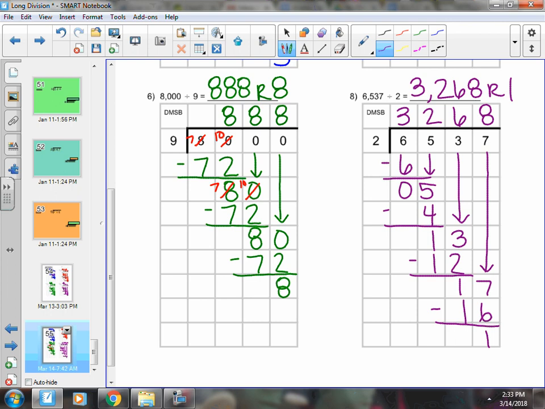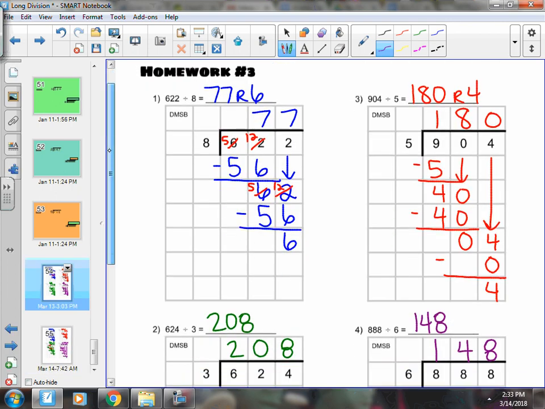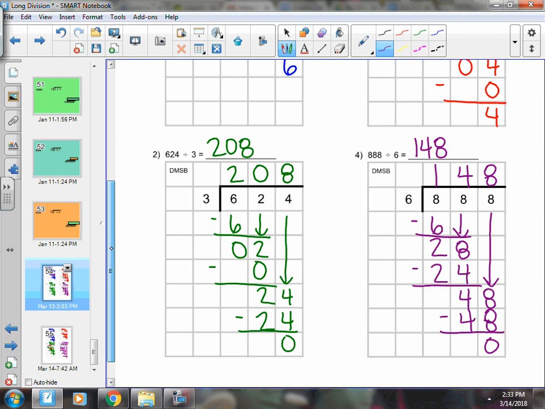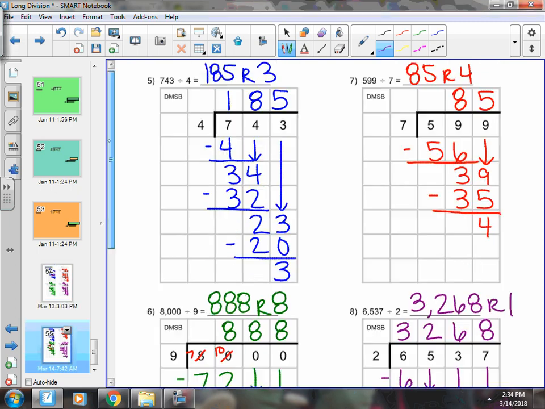All right, here are the answers for the first side and the answers for the second side.